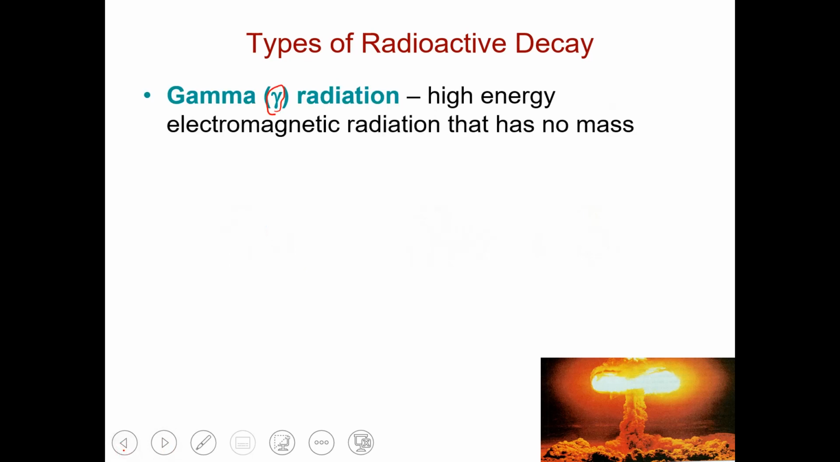So if you see gamma radiation, sometimes you'll see just the symbol for gamma. Sometimes you will see the zeros there because it has no mass and it doesn't change the atomic number either. This will usually be listed somewhere in the equation as a product, but a lot of times we have other forms of decay along with gamma decay.